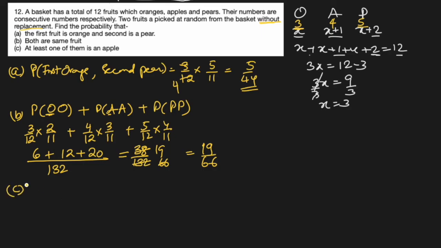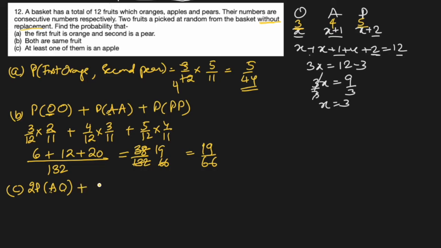C. At least one of them is an apple. At least one of them apple means it is apple and orange, or vice versa. That means we can multiply it by 2. It can be apple orange or orange apple, right?